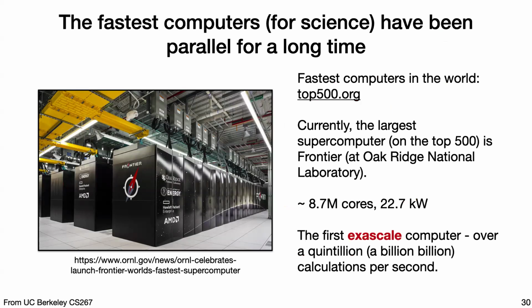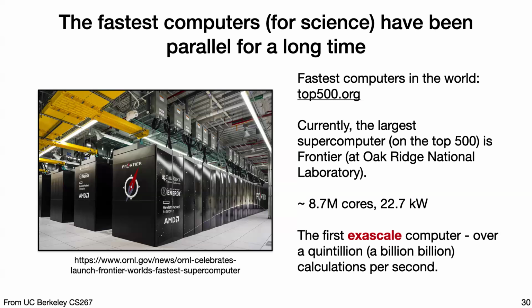Like I said, pretty much every computer is parallel nowadays, but especially for scientific applications, this is one area where people are building these giant machines. So there's this list called the Top 500, which is the fastest supercomputers in the world. Currently the largest supercomputer on the Top 500 is called Frontier, which is at Oak Ridge National Lab. Actually, I think it's in Tennessee. It has 8.7 million cores and runs almost 73 kilowatts. And this is the first exascale computer, which means that it can do over a quintillion calculations per second.